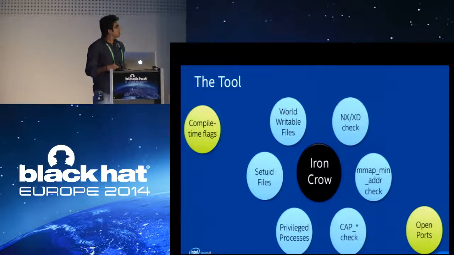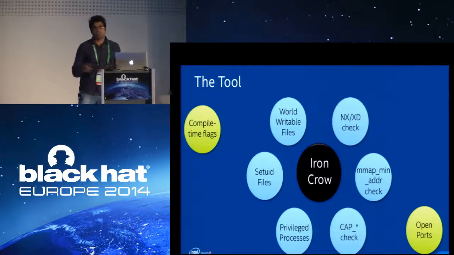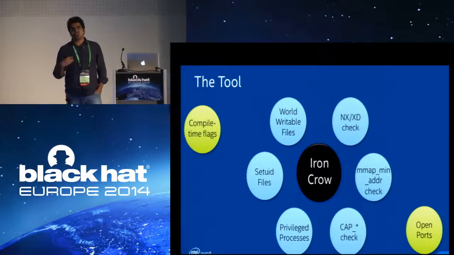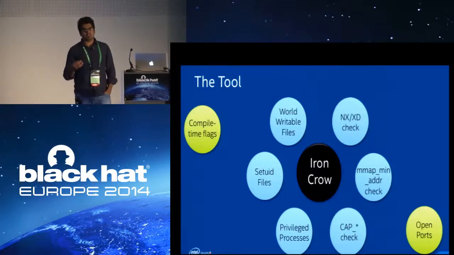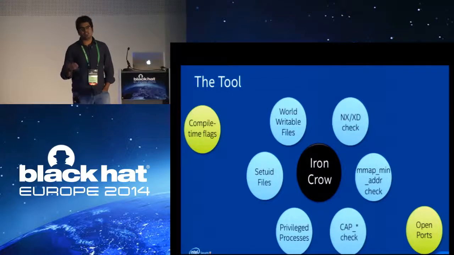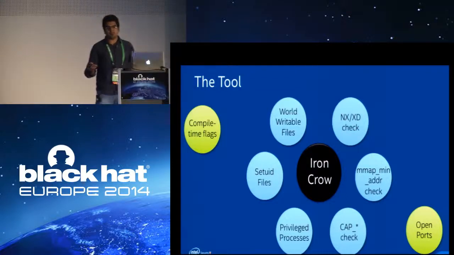Moving to the second bubble, we have mmap min addr. This is a kernel tunable which defines the minimum virtual address space where a program could mmap to. It is used to avoid kernel level null pointer dereference attacks.